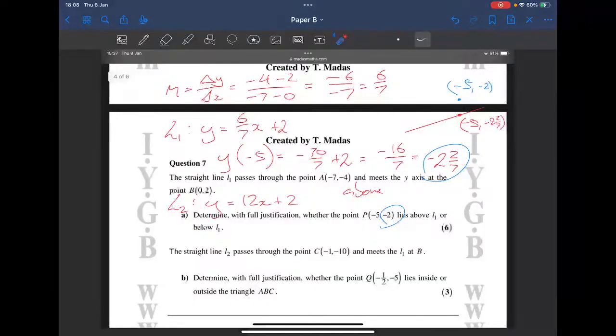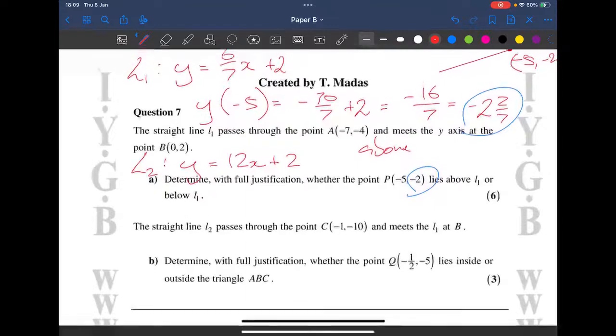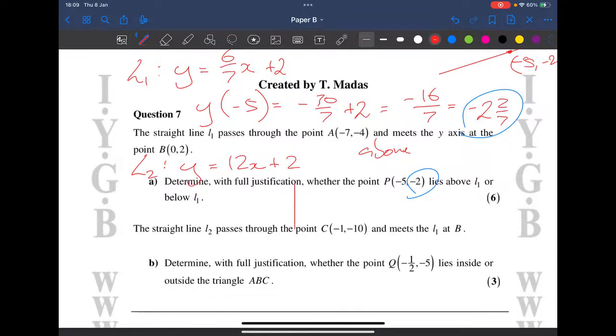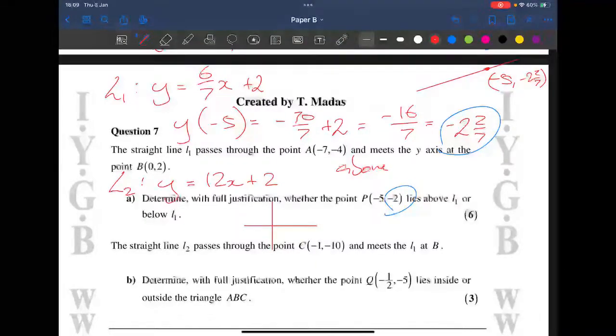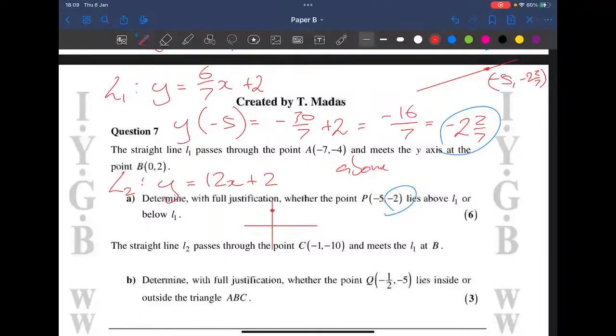We need to figure out whether the point Q lies inside or outside that triangle. Might be worth us drawing this out. So thinking what we've got here, let's just have a little axis going on somewhere down here, where most things are happening negative, which is a little bit strange. But what points have we got? B is going to be at (0, 2). C is at (-1, -10), so all the way down here. So that's C, that's B.